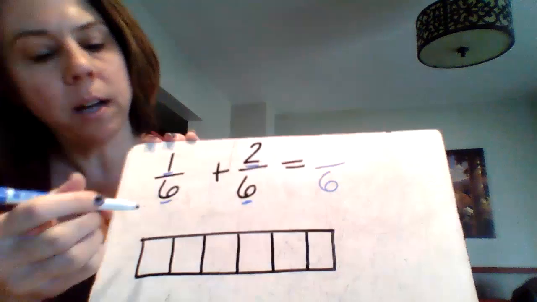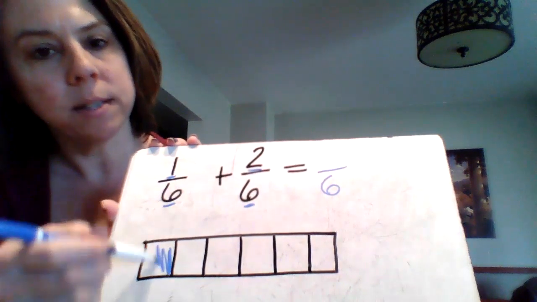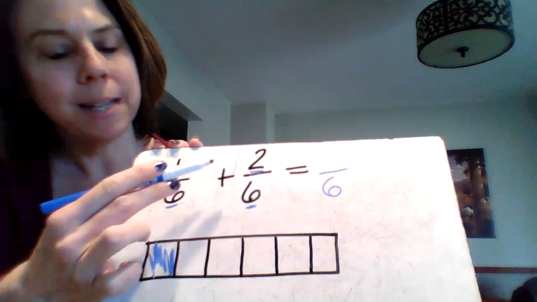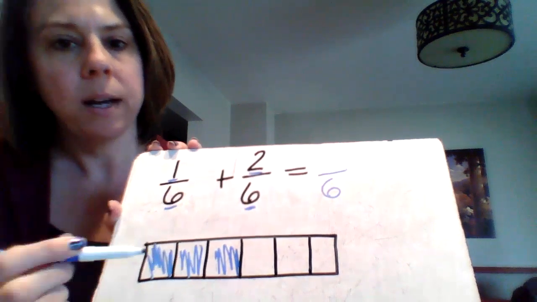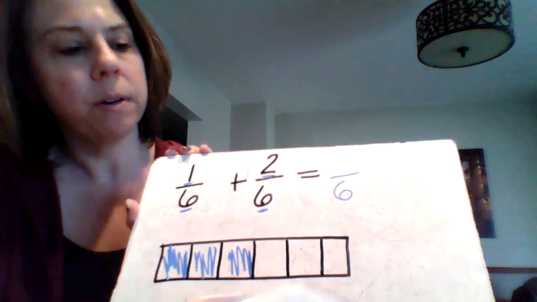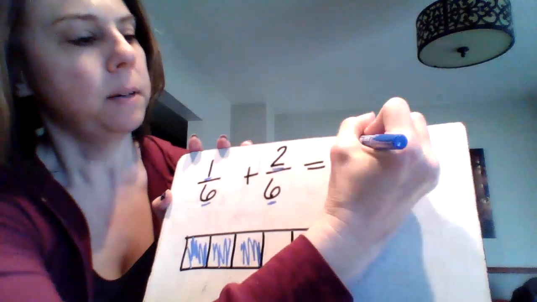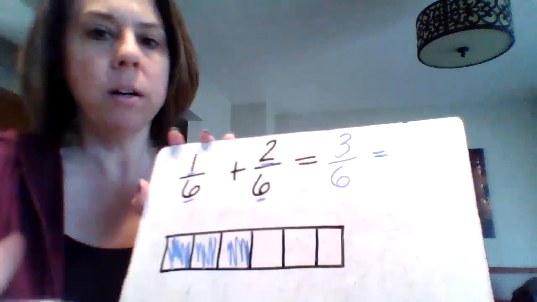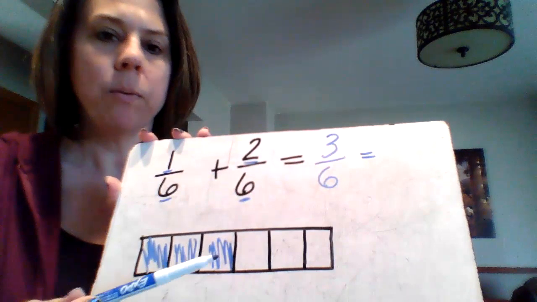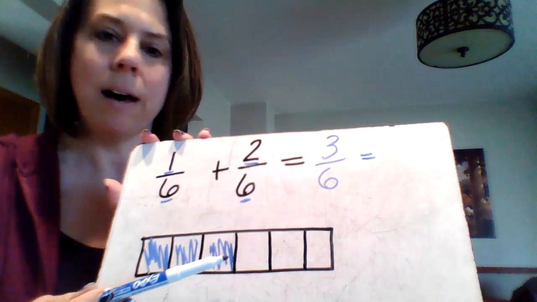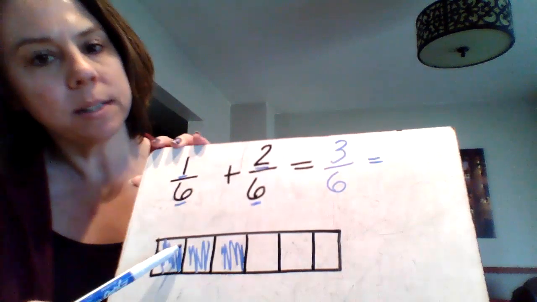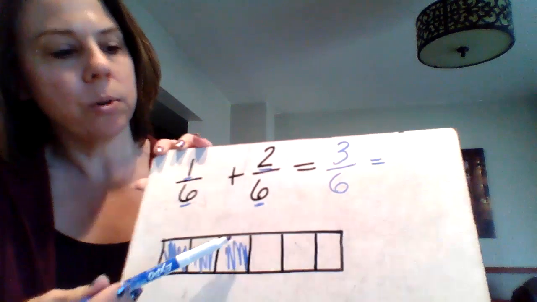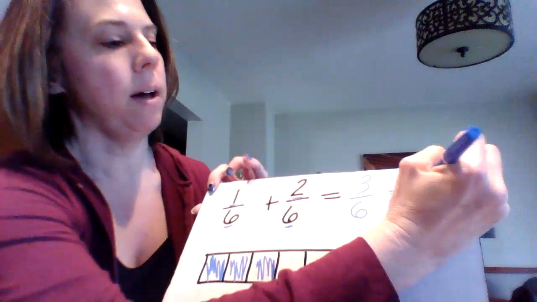And so here on our problem, we have 1/6, and we're going to add 2/6 to that. And so now we see we have 3/6. We can also see that we have colored in 1/2 of our original whole. And so 3/6 is equivalent to, or the same as, 1/2.